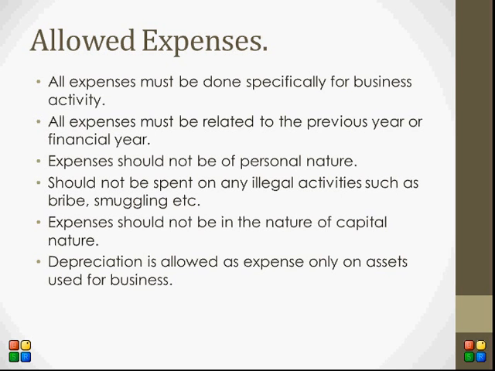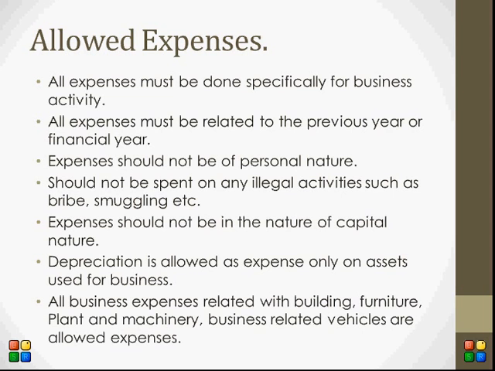Suppose a company car is there, and if the owner is using it for his personal purpose, then the depreciation of such a car cannot be allowed as an expense of business. But if the car is used for company purposes, then the company or firm or individual can use that depreciation as expenditure from the income of the business. All business expenses related to the building, furniture, plant and machinery, and business related vehicles are allowed expenses. It is just similar to the first.